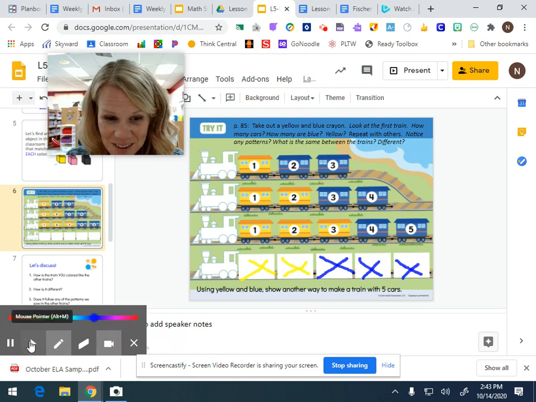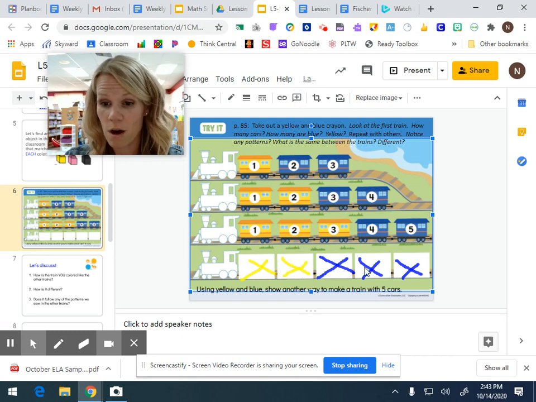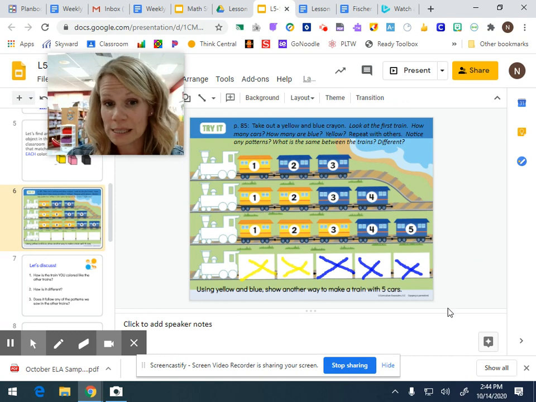All right. What did you come up with? Did you do something similar to me? All right, I have my 5 cars in my train. I have 2 that are yellow, and then 1, 2, 3 that are blue. Did you do something similar? Or maybe you came up with your own combination. Maybe you had 1 yellow and the rest were blue.